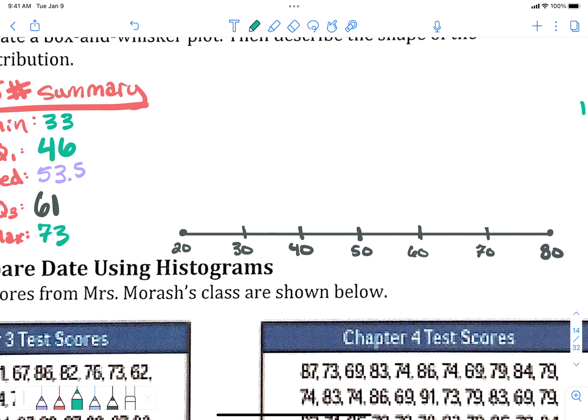Then above that, I'm going to put my minimum number, which is 33, so it's going to be about here. That's my minimum number, okay? And I'm going to label it above, 33. My maximum number is 73, so I'm going to do a dot about there. Okay, good. Then 53 and a half is about here. That's the center of my box. And then 61 is about there, and 46 is about there.